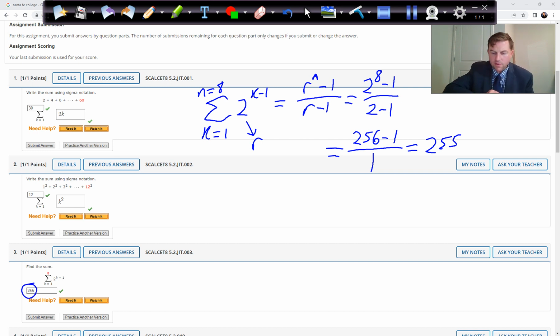So again, if we have that shorthand formula, this right here, that really makes our life easy. Otherwise, you have to take 2 to the 0, plus 2 to the 1, plus 2 to the 2, plus 2 to the 3, all the way up to 2 to the 7th. Can be a lot of work.